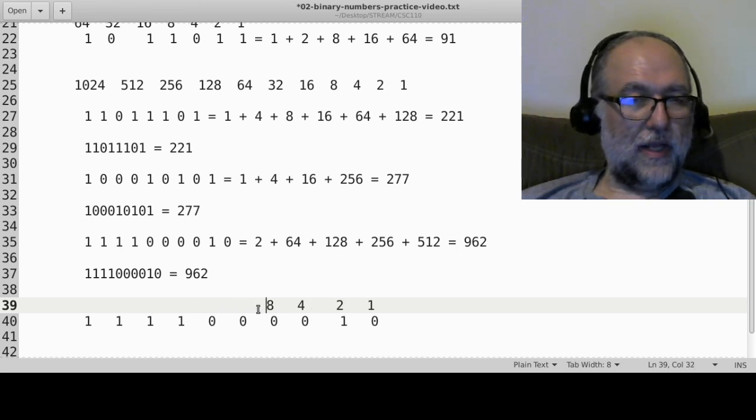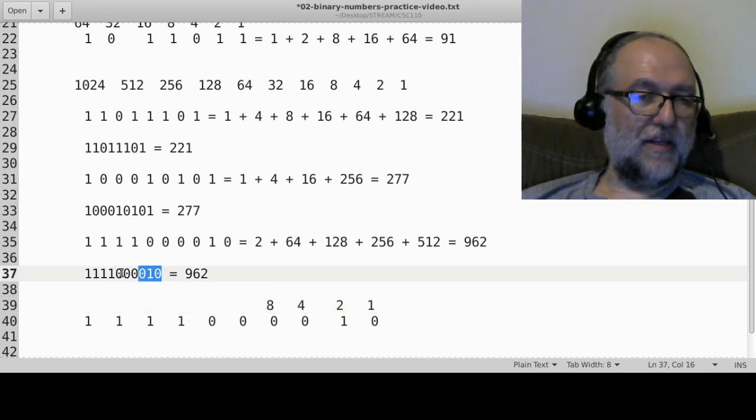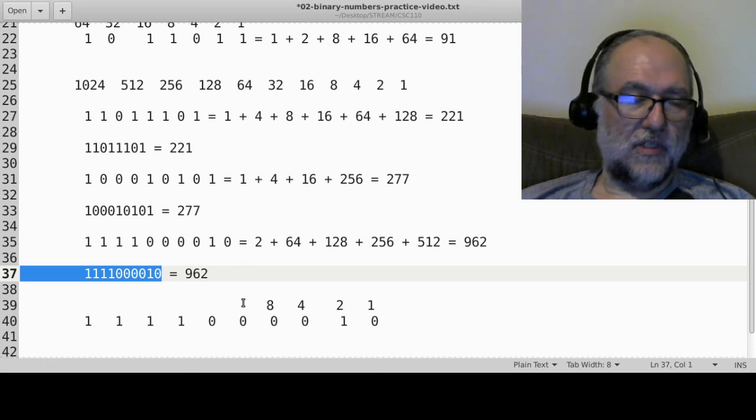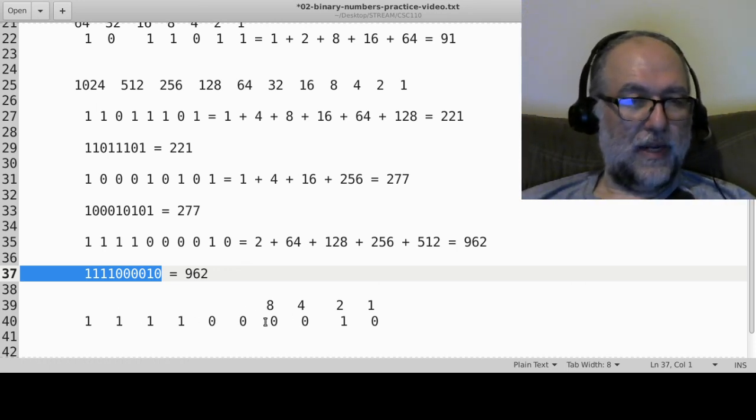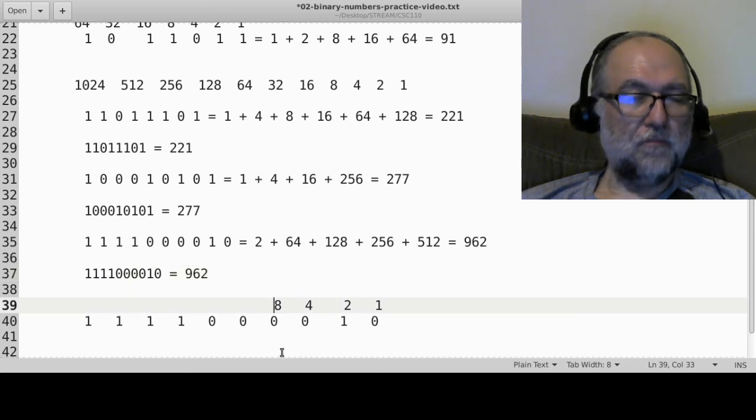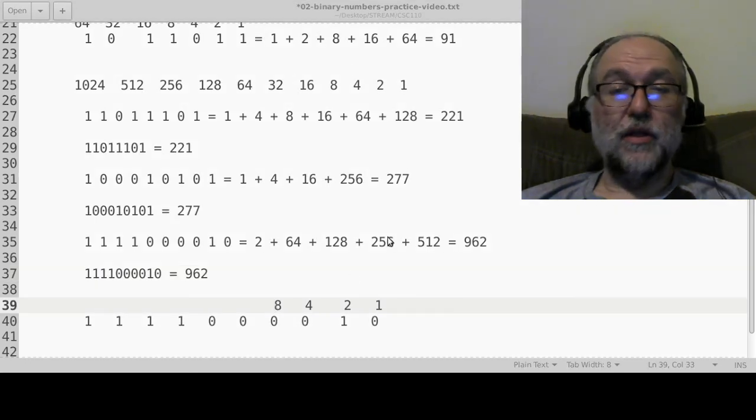And then you just keep going like that. The next one would be the 16, and then the 32, and that's effectively what I did with this number, but I just did it without writing it down. But if you have to write it down, just go ahead and write it down, and then you should be fine.